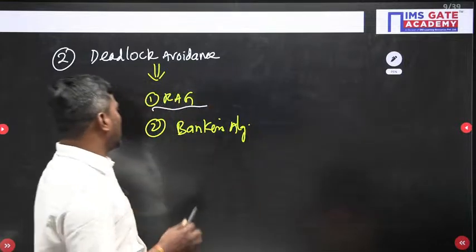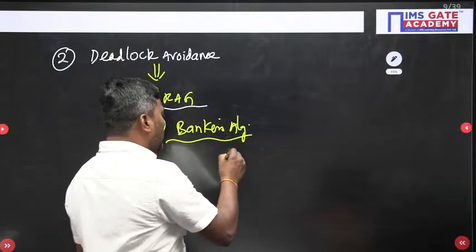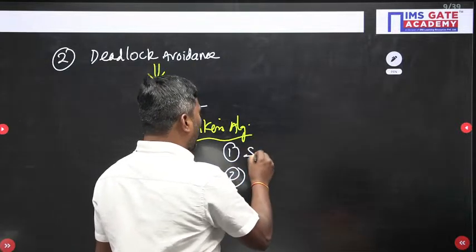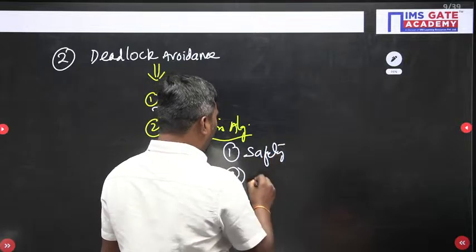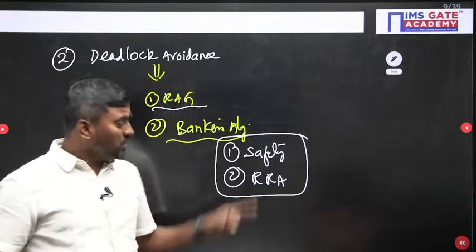For single instances, that works. For multiple instances, Banker's algorithm is used. Banker's algorithm internally runs two algorithms. One is the safety algorithm. The other is the resource request algorithm. Both will be there. Now, what is the safety algorithm?